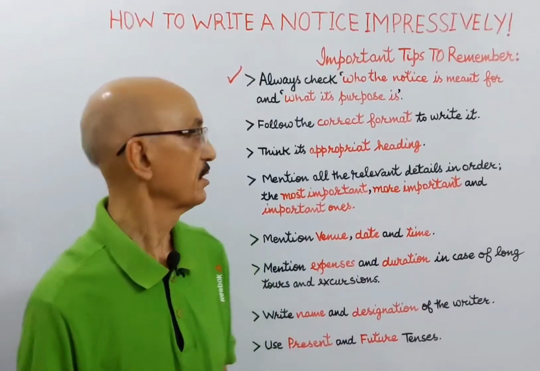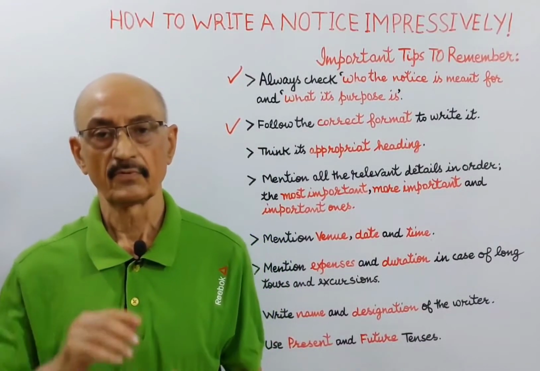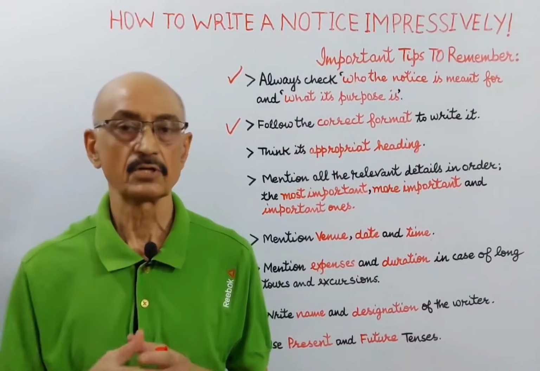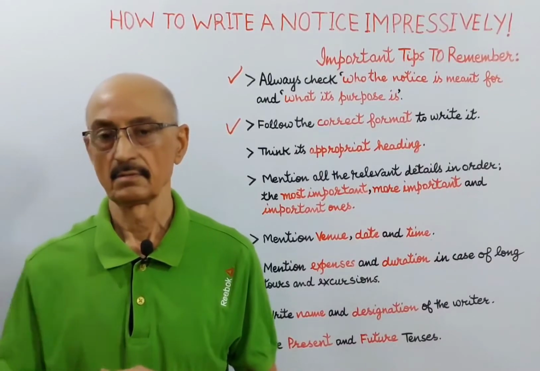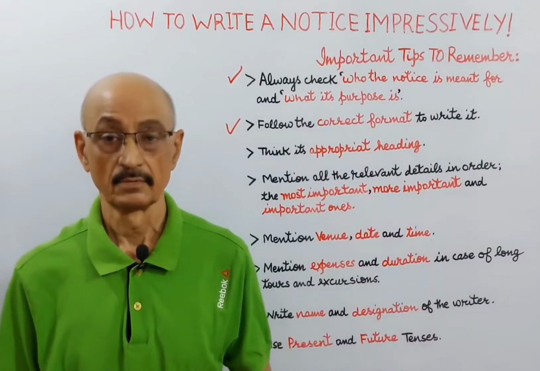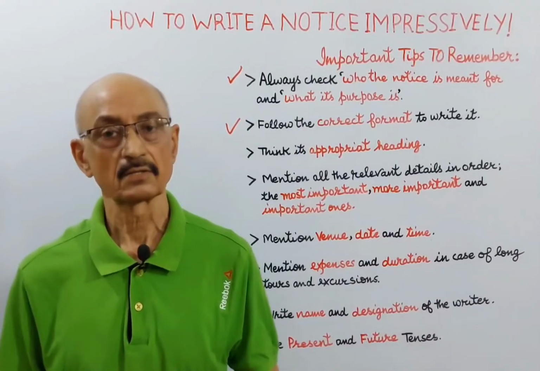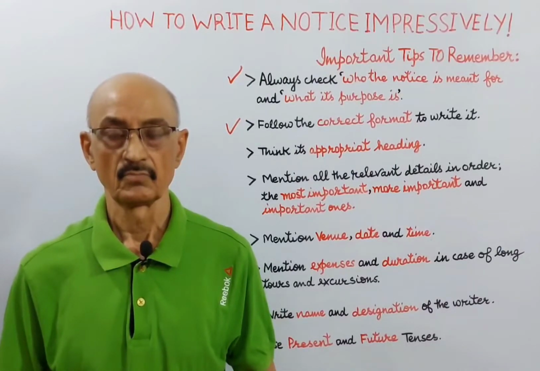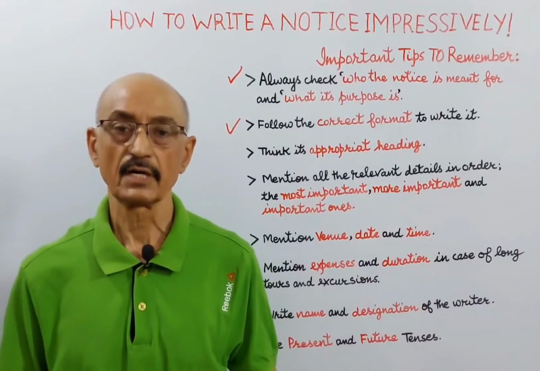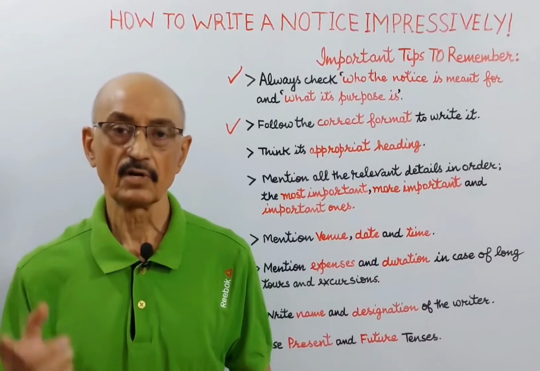The second step is follow the correct format. First you will write the name of your school or institution, then notice, then on the left hand side you will write date, then in the center heading, then you will start writing the body, then you will write the name of the writer and designation if there is any, and you will write that notice in a box.